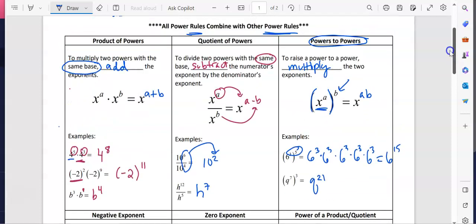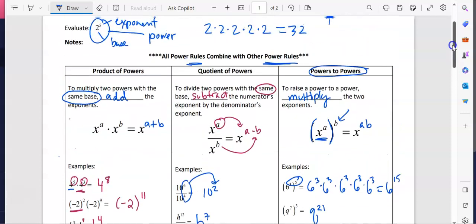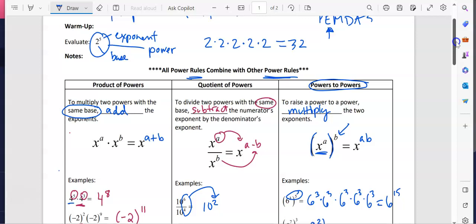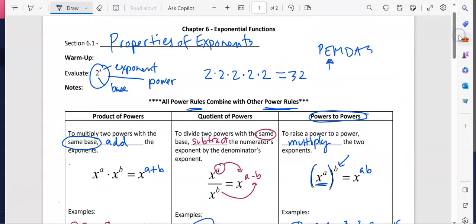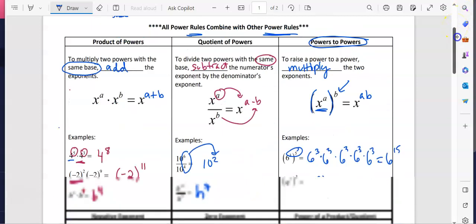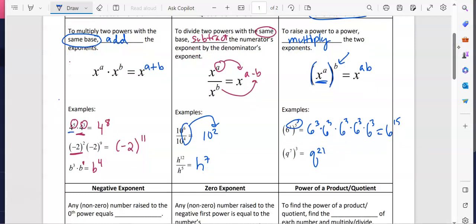I did want to mention, as I was thinking about this in between videos, there is a difference between evaluate and simplifying. When we see evaluate, I actually want you to get the numerical value. That's why in the warm-up, when I asked you to evaluate 2 to the fifth power and we got 32, that's what I was looking for. Whereas when we're applying these rules, I don't want you to evaluate. So for the first example, 4 to the fifth times 4 to the third, I want you to just leave your answer as 4 to the eighth. I don't want you to multiply it out and get a really large number.